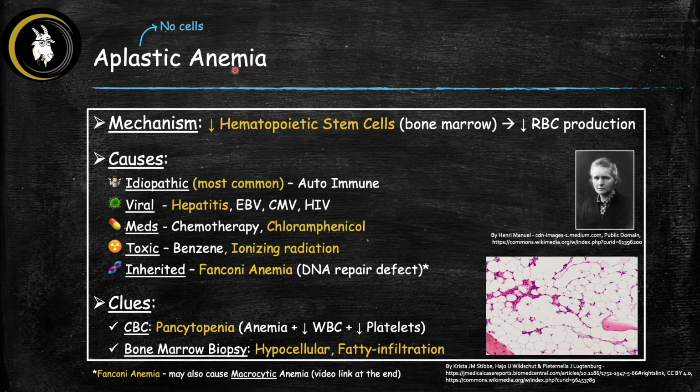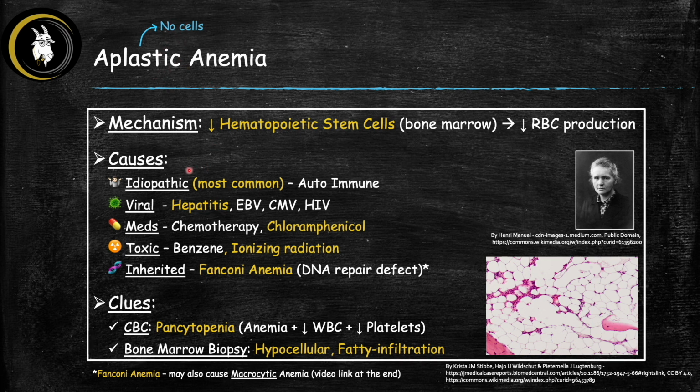Okay, so let's move on to aplastic anemia. Aplasia is the opposite of hyperplasia, so it means the absence of cells. So the mechanism here is a problem with the bone marrow itself that causes a loss or absence of these hematopoietic stem cells. So you're not going to have the precursor red blood cells, therefore you can't do erythropoiesis. And so this is going to lead to a decrease in production of red blood cells due to aplasia or absence of the precursor cells.